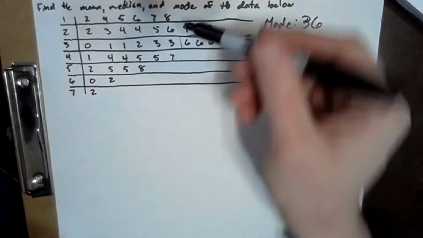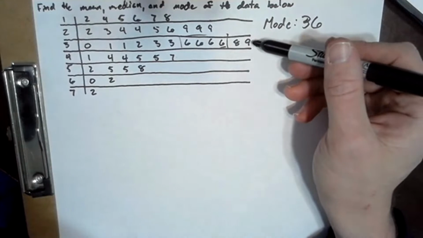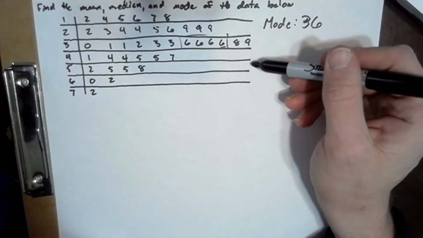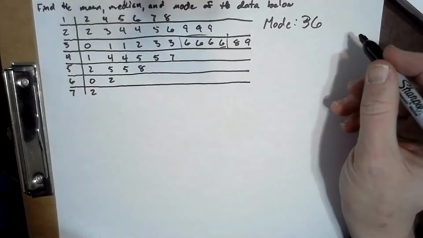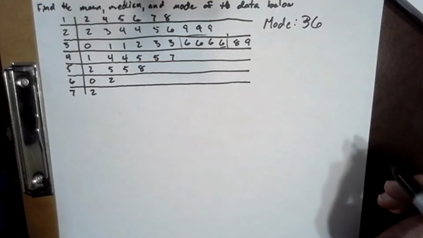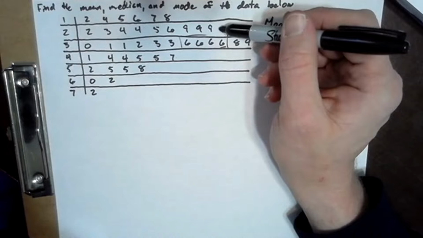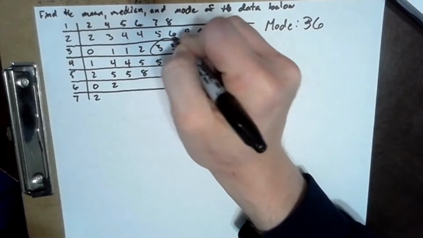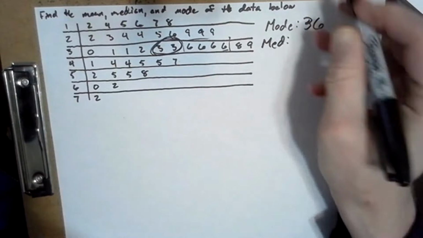We count up the total number of values. There are 6 in this row, plus 9 is 15, plus 12 is 27, plus 6 is 33, plus 4 is 37, plus 2 is 39, plus 1 is 40. So we're looking for the 2 middle values, and those are the values that will appear in the 20th and 21st spots. This got us to 15, 16, 17, 18, 19, 20, 21. These are our 20th and 21st spots. So the median is 33.